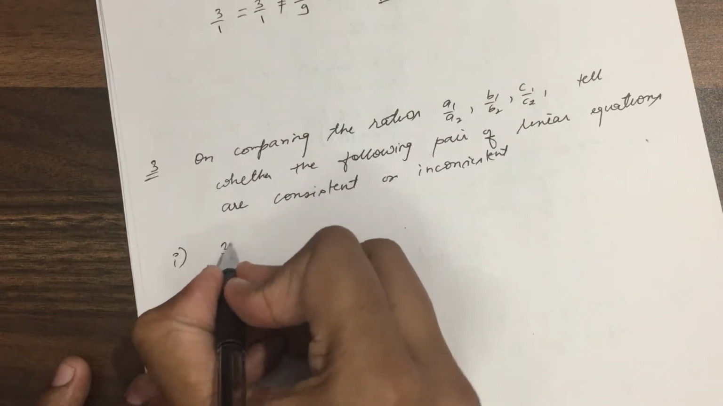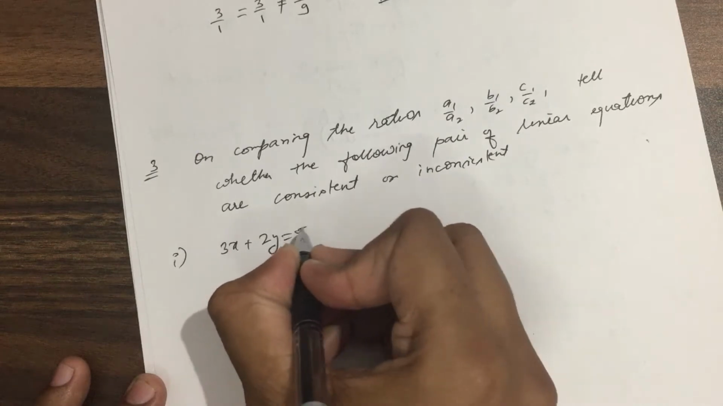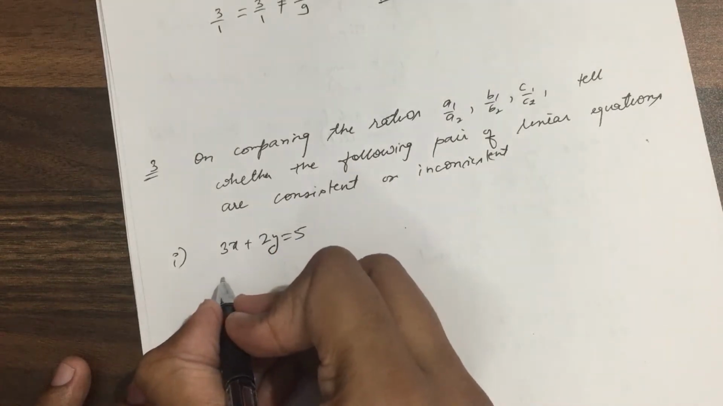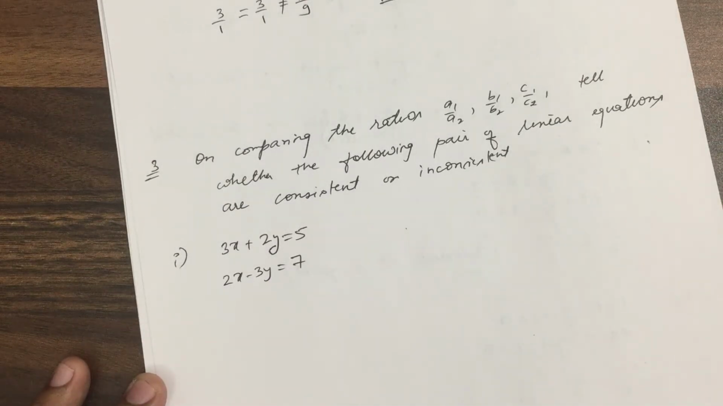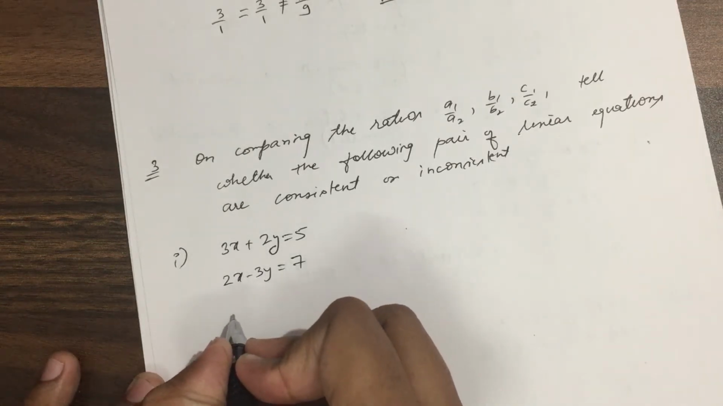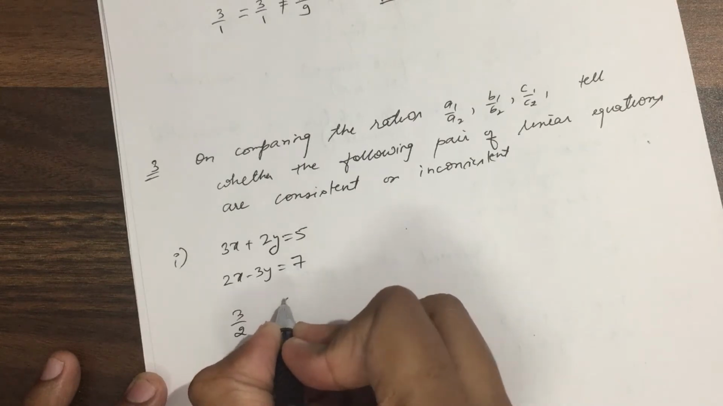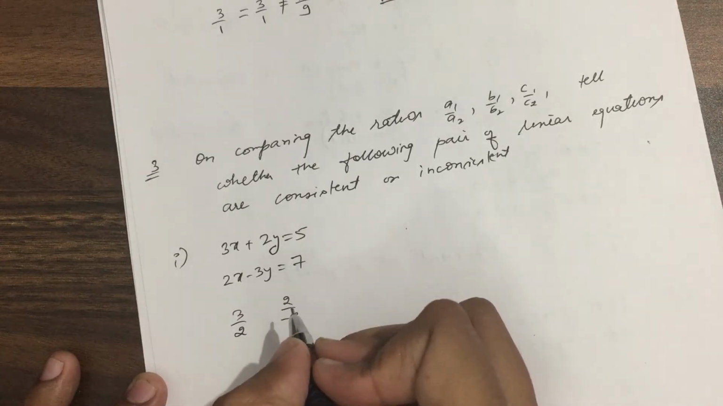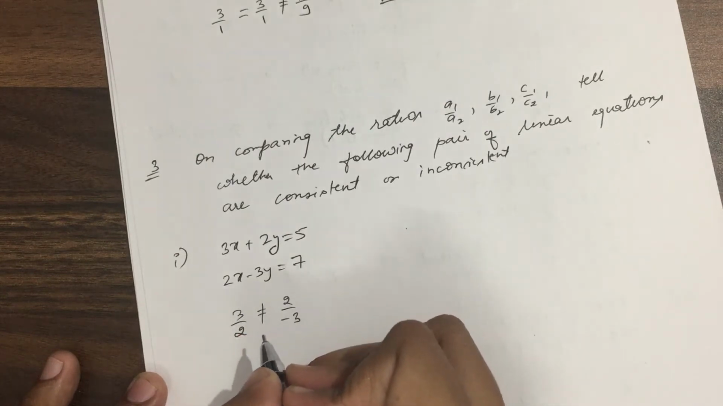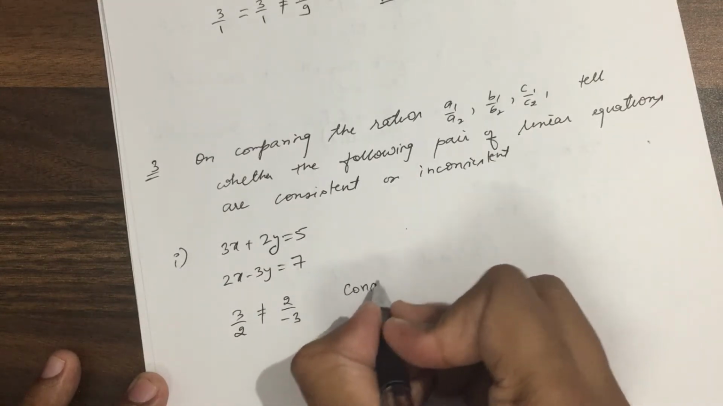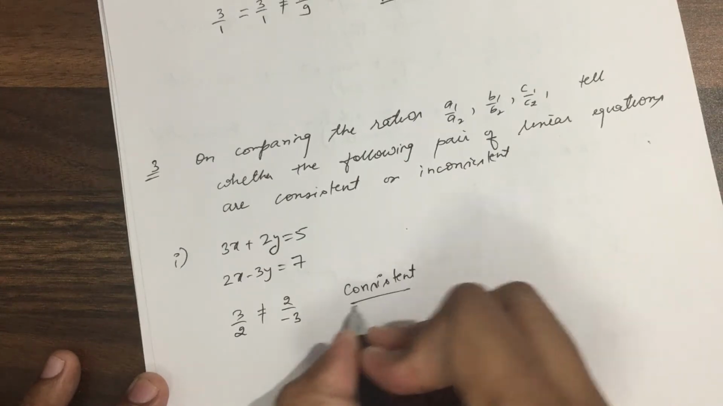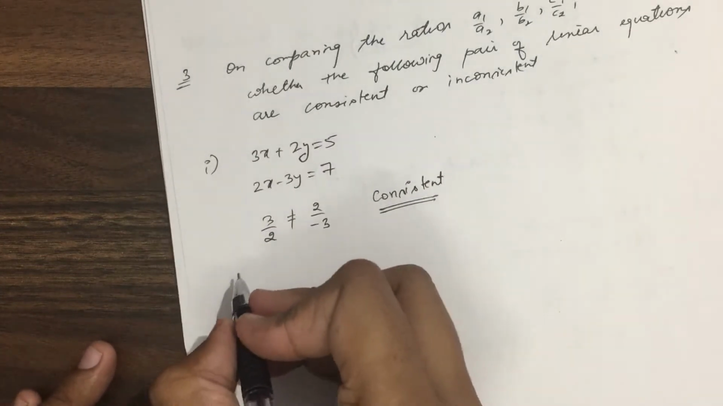So let us start with the first part. It says 3x plus 2y equal to 5 and the second equation is 2x minus 3y equal to 7. So again you have to compare the ratios. We will compare 3 upon 2, 2 upon minus 3. We can see that these ratios are not equal. Therefore since a1 upon a2 is not equal to b1 upon b2, the lines will be intersecting and the solution will be consistent.